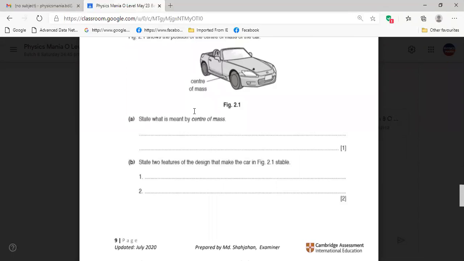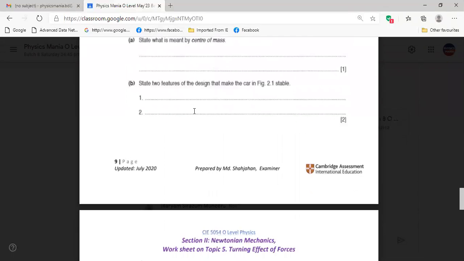Okay. Then next one, please. State two features of the design that make the car in Figure 2.1 stable. It has a low center of mass. What are the two features? To make it stable.